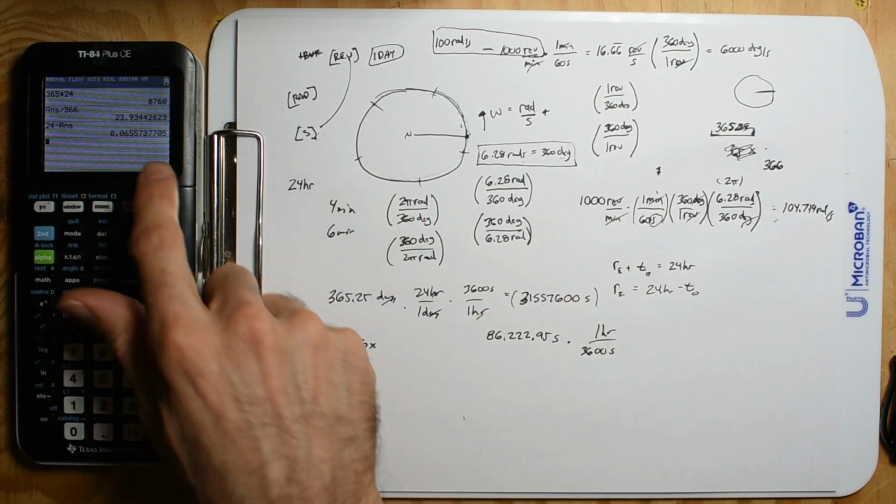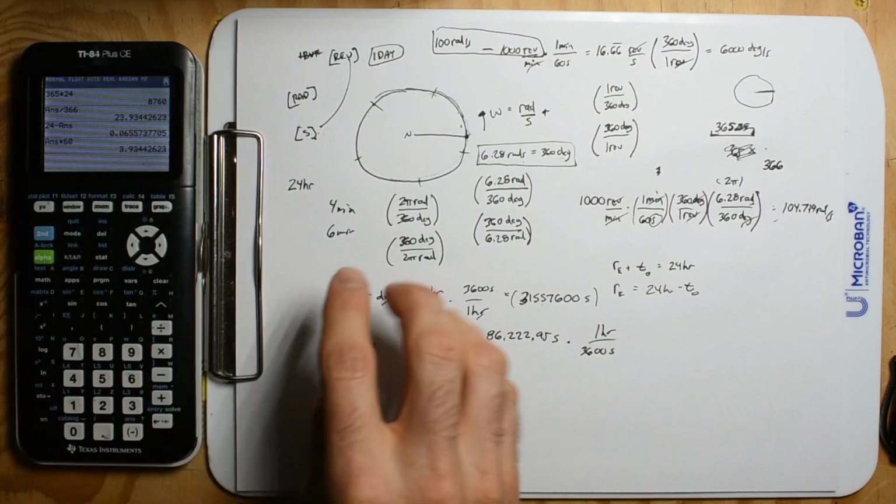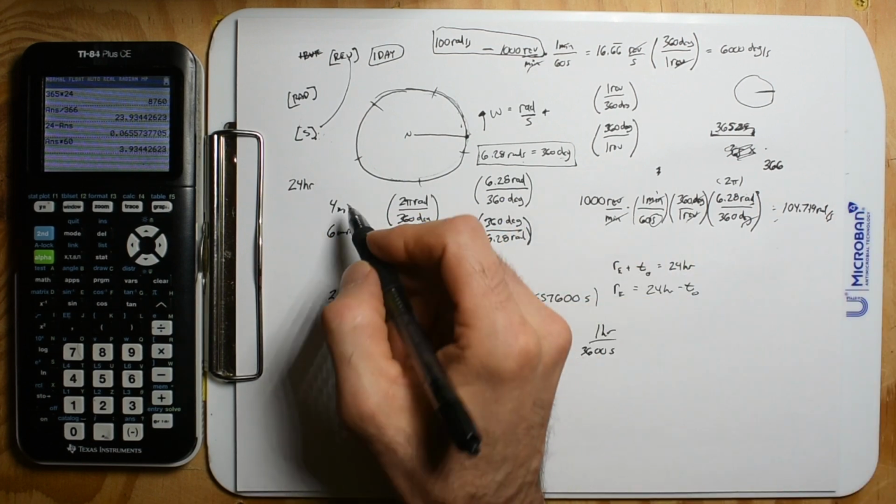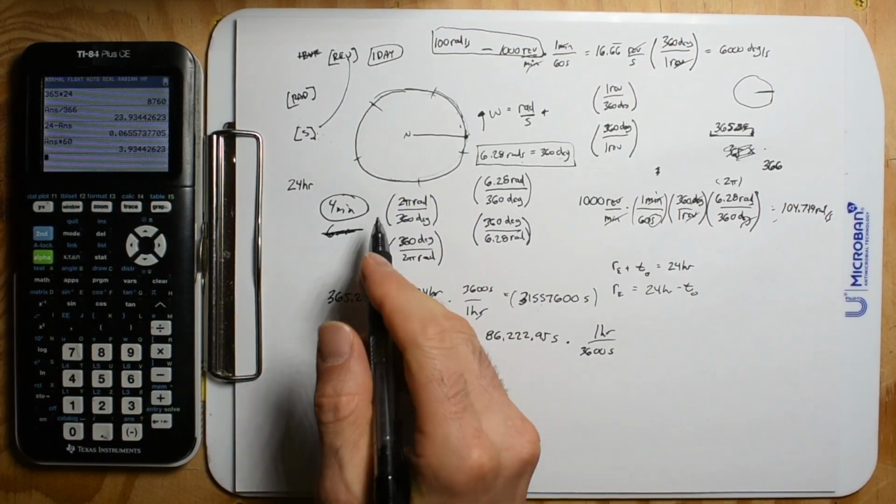It's just a little bit less. And this is how much it is less, times 60. So it's 4 minutes less. So this was the right answer. The Earth spins 4 minutes less.